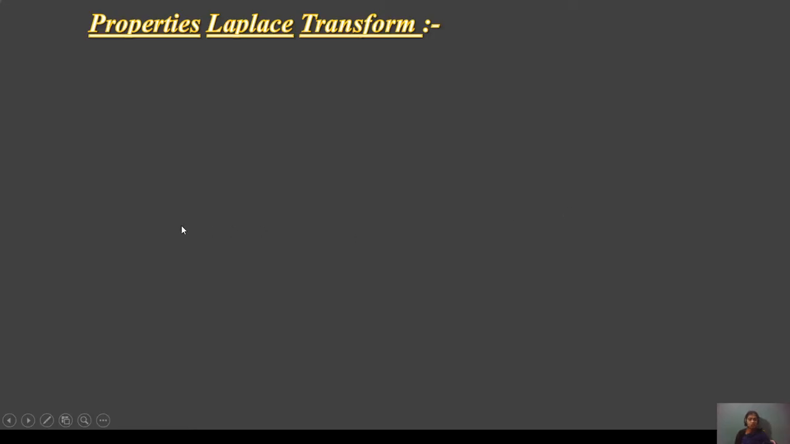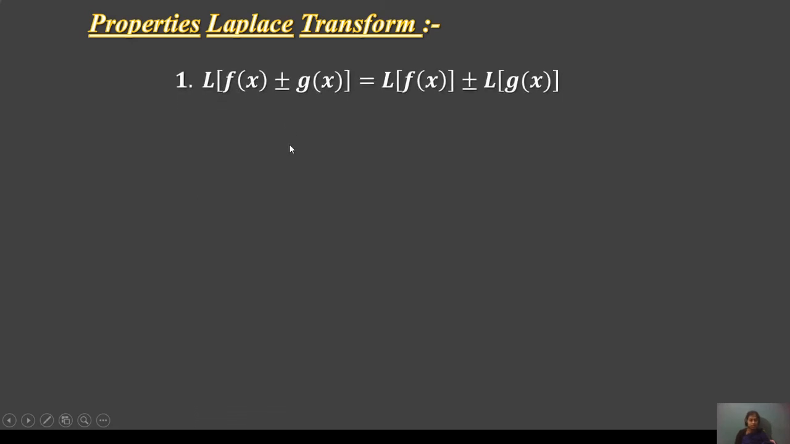Today we discuss the properties of the Laplace transform. They will be generated as a first property. We consider the value L of f of x plus or minus g of x. Both of these Laplace transforms are added in this form.